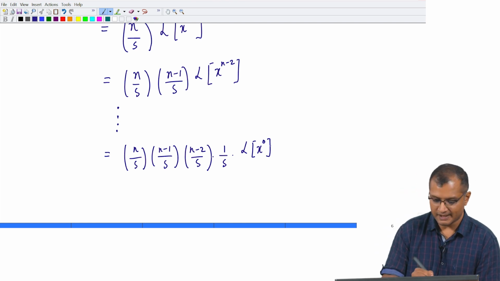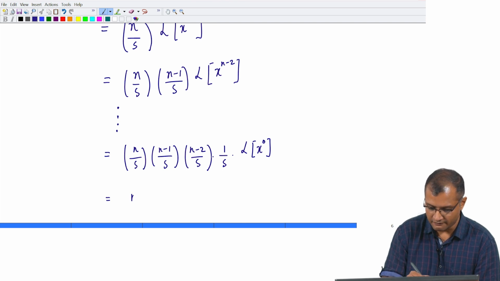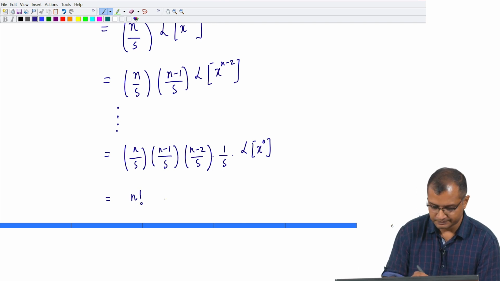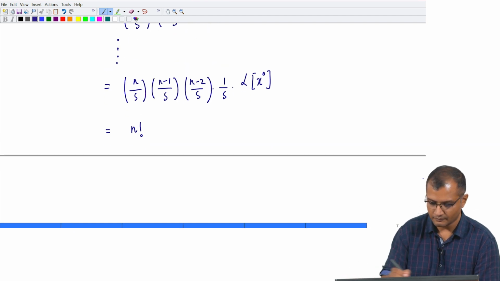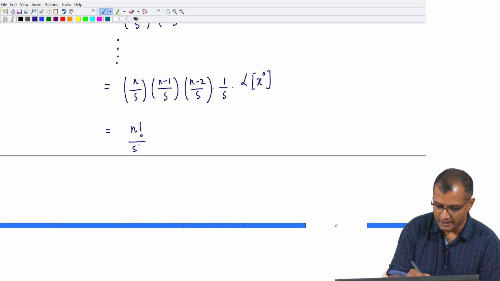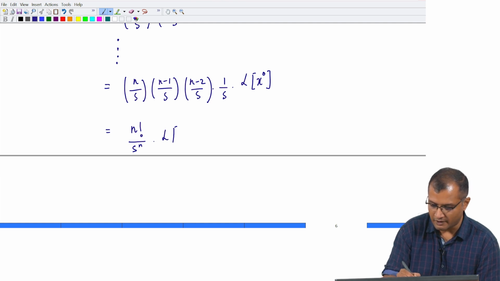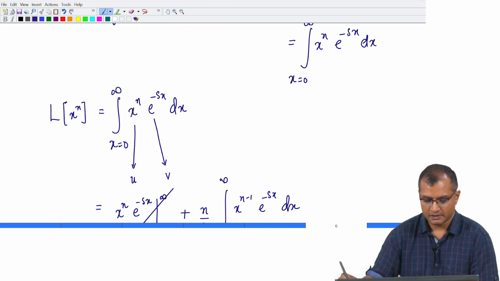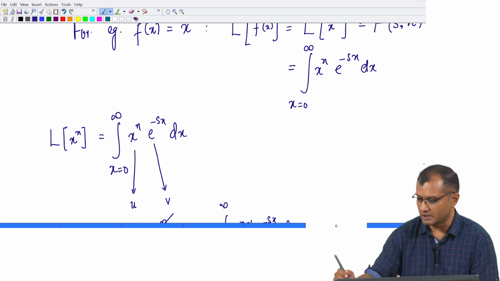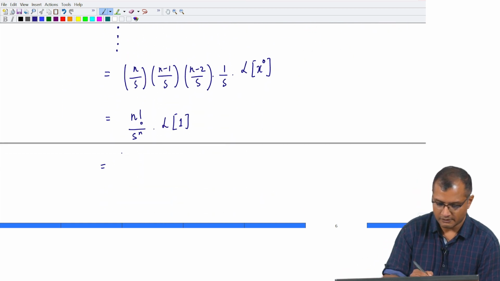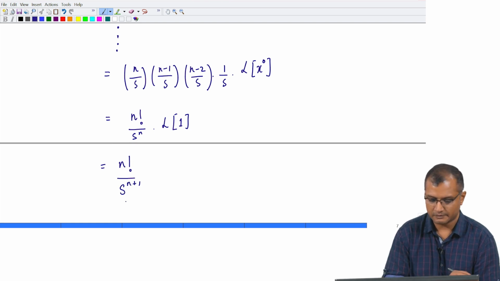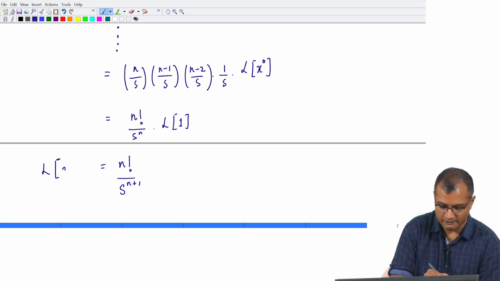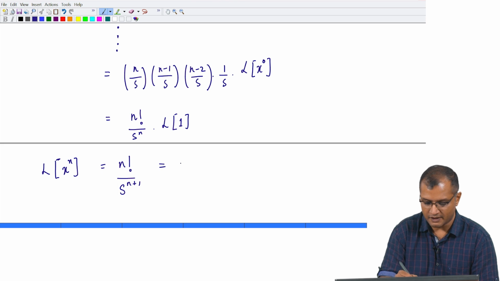Okay. So, basically what you have here is nothing but n factorial over s to the power n into the Laplace transform of 1. If you look at the definition, just put n equals 1 here, you will get just 1 upon s. Okay. So, this will be n factorial over s to the power n plus 1, and that is the Laplace transform of x raised to n, and this is a function of s and n.